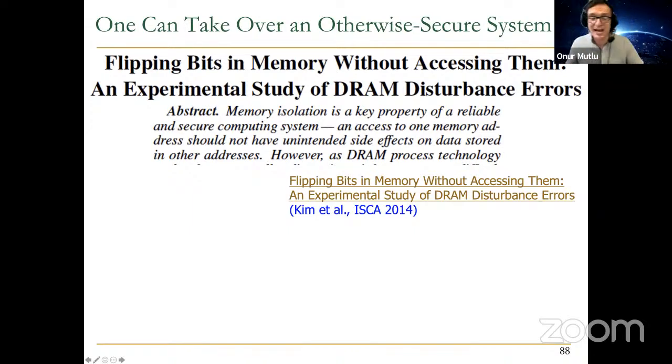And we basically showed that more than 80% of the chips are vulnerable. And we basically said that this is a security problem and reliability problem. This should not happen. Memory isolation is a key property of a reliable and secure computing system. And access to one memory address should not have unintended side effects on data stored in other addresses, because someone can exploit it to hijack your computer.